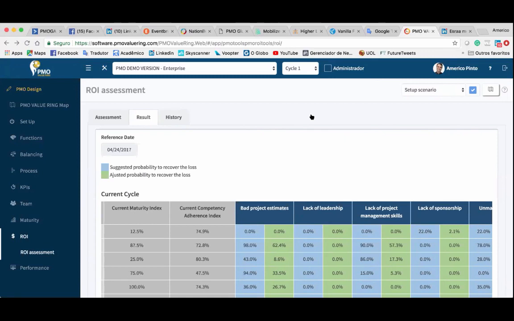It's on step number 7 because we need some information from steps that should be finished before. For example, maturity, for example, competence. So this information is needed if we want to calculate the ROI. But when you finish the ROI, you may go back to step number 2, step number 3, step number 4, and make some adjustments, no problem, okay? So when you finish a step, it doesn't mean that you can't come back. You can go back and make any change you need.